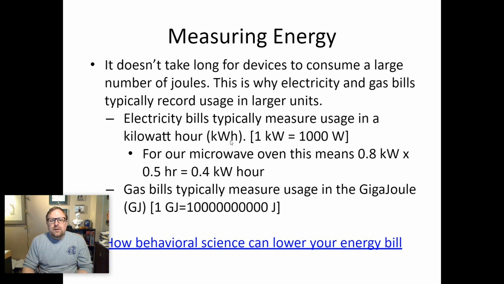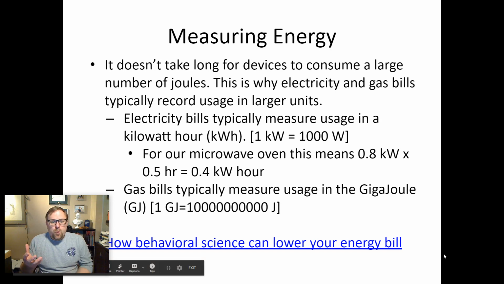So 1 kilowatt hour is 1,000 watt hours. A kilowatt hour is what we get in our power bill, measuring what's going on. So for our microwave oven, it means that it is using 0.8 kilowatts. If you understand that, that's 800 watts divided by 1,000 to turn it into kilowatts, times 0.5 hours. So it used about 0.4 kilowatt hours of energy.